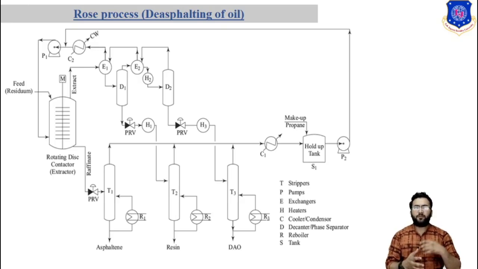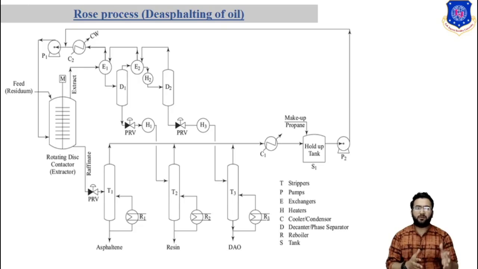A small amount of propane vapor stripped off from the towers T1, T2 and T3 is condensed in condenser C1. The condensate is sent to the tank S1. This is an intermediate holdup tank, maintained at lower temperature and lower pressure, where makeup liquefied propane is also added. A small amount of propane from this tank is pumped by the pump P2 and sent to the suction line of the pump P1.